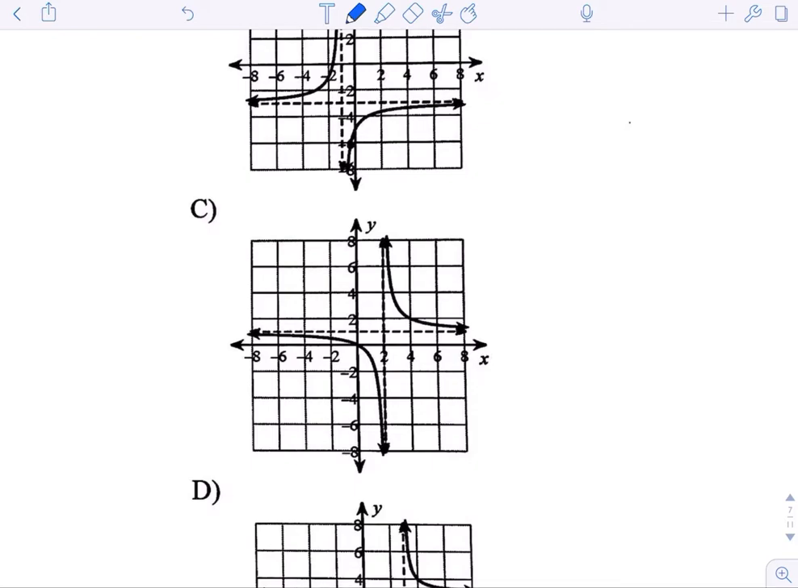C, quadrants 1 and 3, looks good. Vertical asymptote at 2, though. Is that what we wanted? That is what we wanted. And horizontal asymptote at 1. Looks to be C.